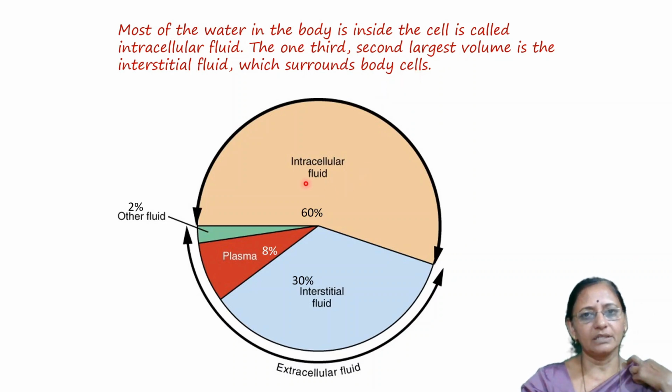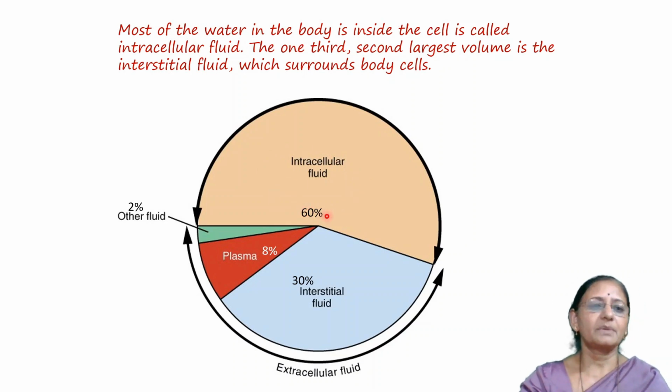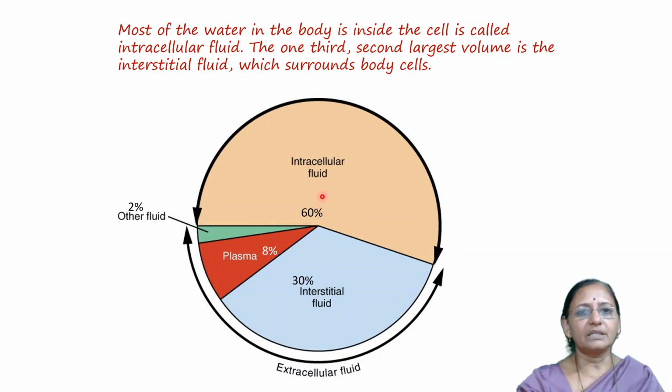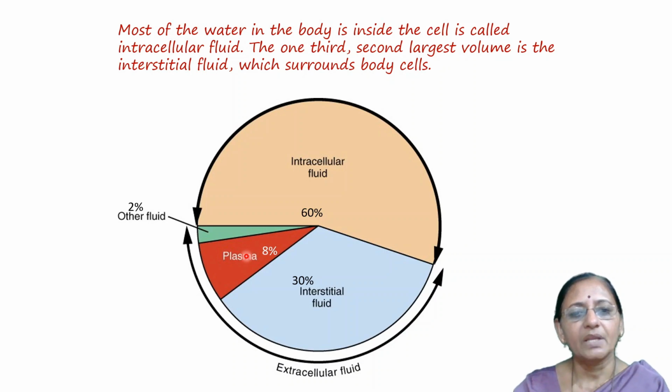Thus, intracellular fluid forms 60% of the total body fluid. Out of the total body fluid, 60% is intracellular fluid, and the other fluid is part of the extracellular fluid. 8% is formed by the plasma of the blood, present in blood vessels, and in the extracellular fluid, 30% is formed by interstitial fluid.